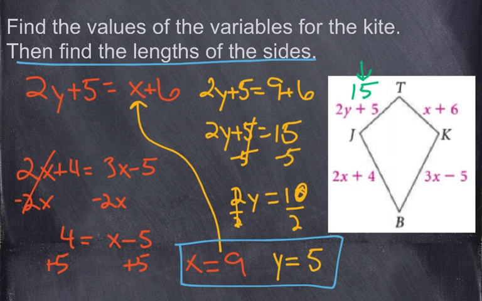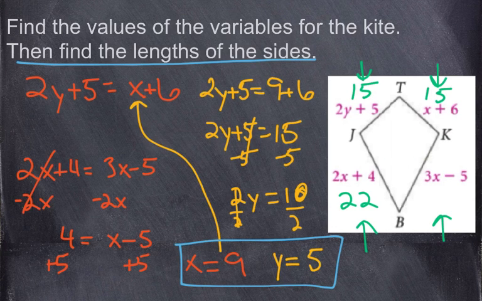If we plug that in to TK, we should get the same thing. Now notice it says x is 9, so 9 plus 6 is 15, so we can be assured that we did this correctly. Now JB, so 2 times 9 is 18 plus 4 is 22.